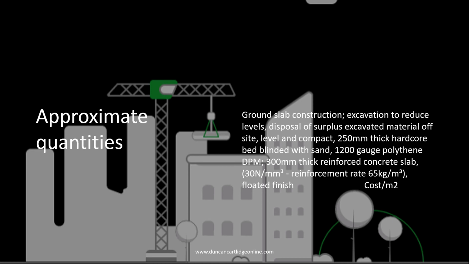To complete the measurement of the substructure, the oversite slab, hardcore, and damp-proof membrane can be grouped together as shown here.